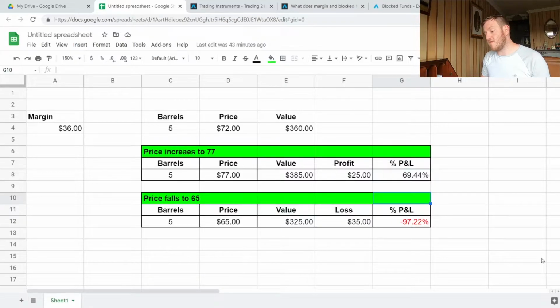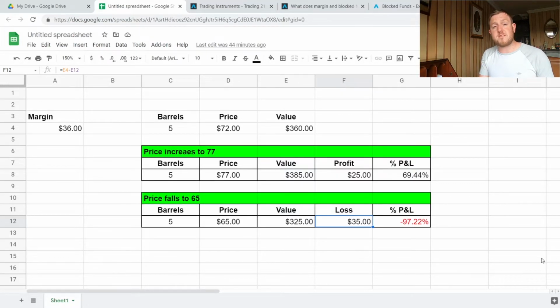But then if the price decided to drop to $65, for example, then the value of my contract would have fallen to $325, and that would be a loss of $35. And as you saw over here, I had a margin of $36. So at that point, I'm very close to being margin called. If the price of oil dropped a little bit further, I would be margin called. I would either have to put in more cash just to restore my margin, or my position would be closed altogether and I would sign off with a loss of $35, which would be a loss of really 100%, because I would have only put in $36 and I would have also lost $36.